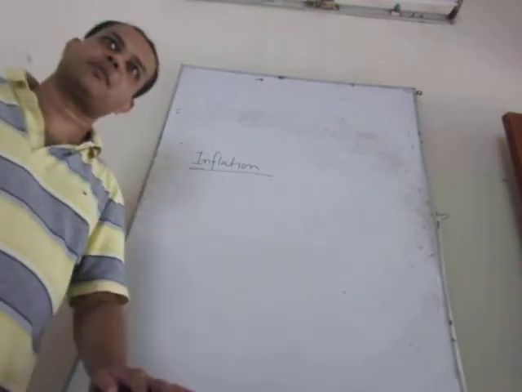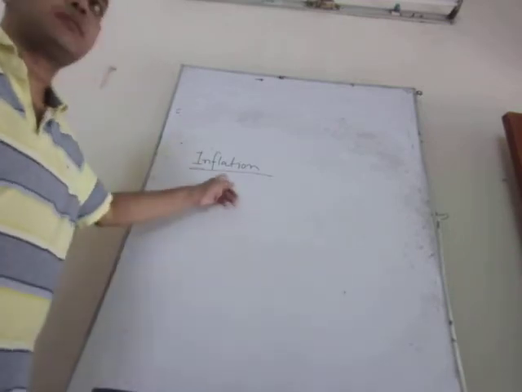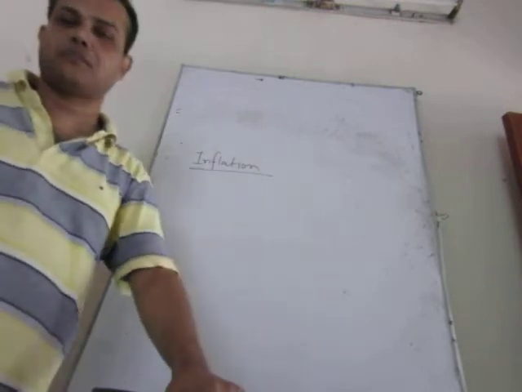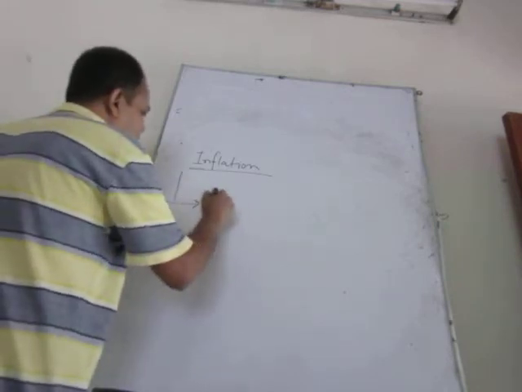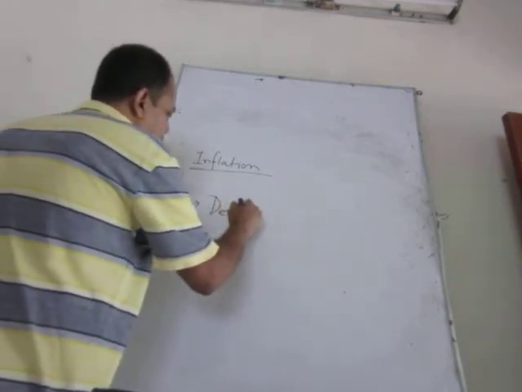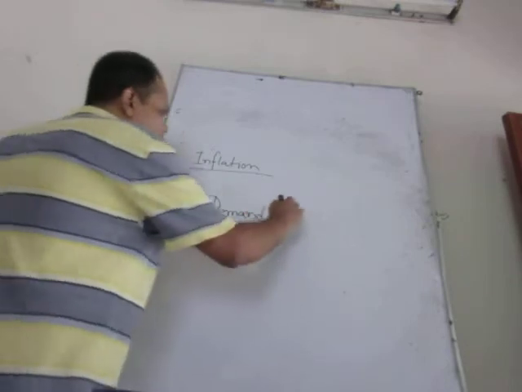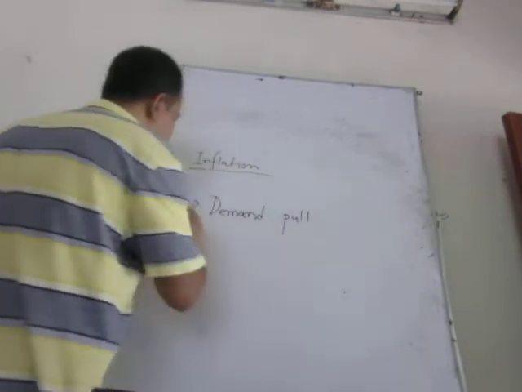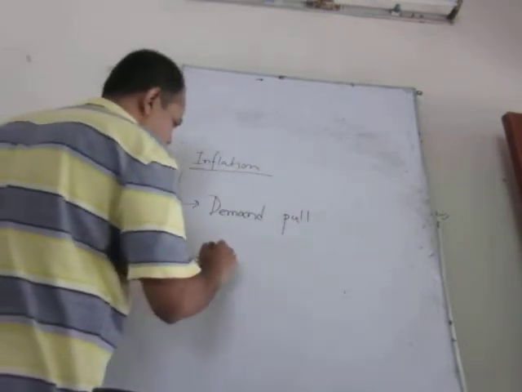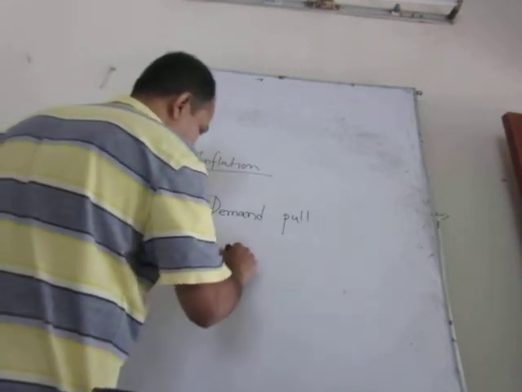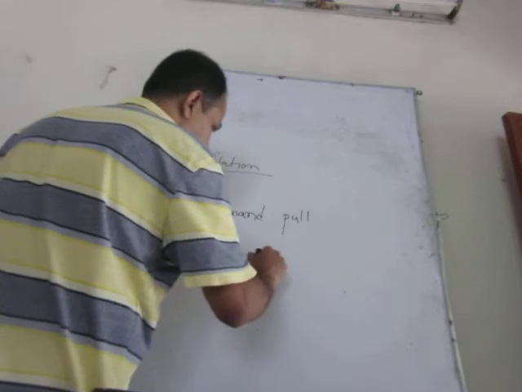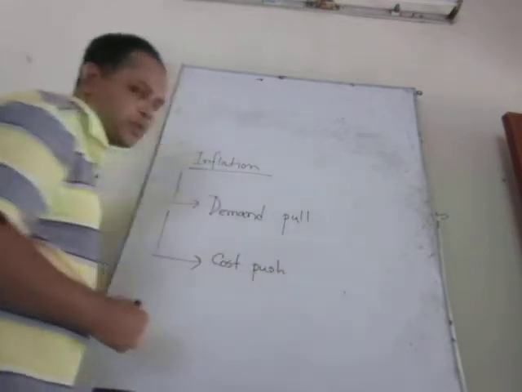These create problems for the government. How is inflation happening? Normally you have to deal with two different kinds of inflation. One is demand pull inflation, another is cost push.